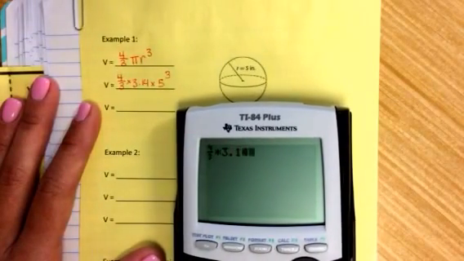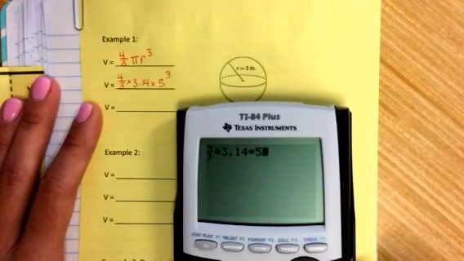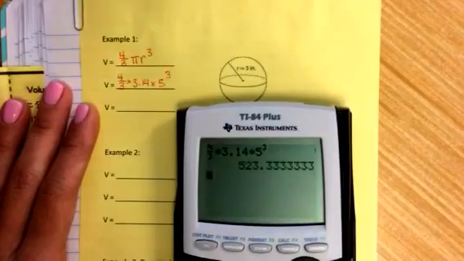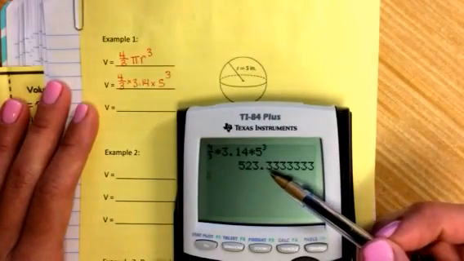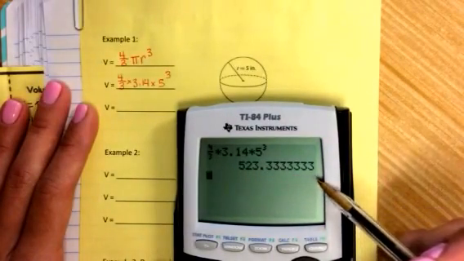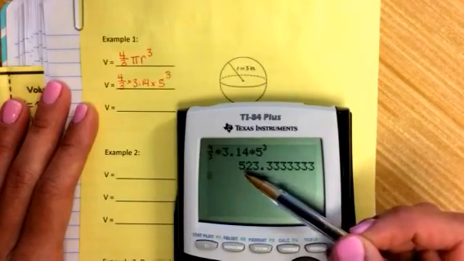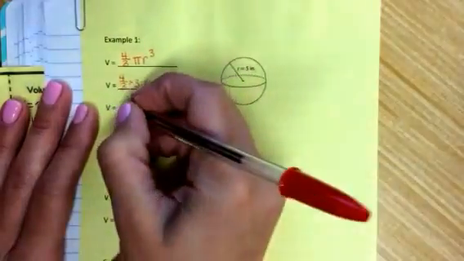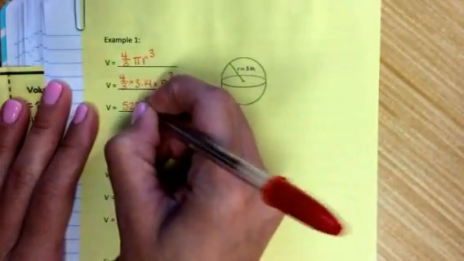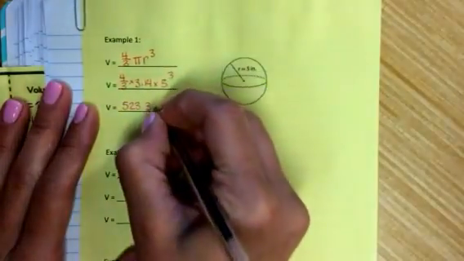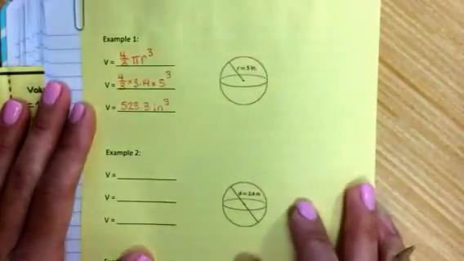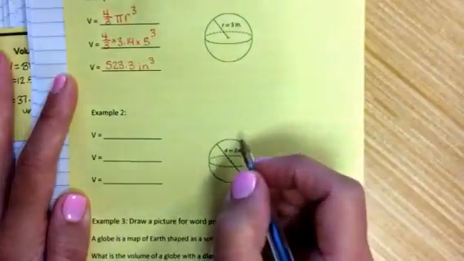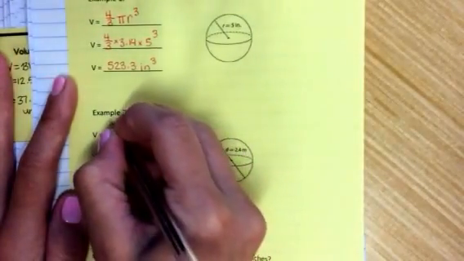So 4/3 times 3.14 times 5 to the 3rd. And here we go. 523.3 repeating. It kind of keeps going. So we can just write 523.3. And that will be inches cubed. Okay, let's go through another example. Again, first step is to write down the formula.